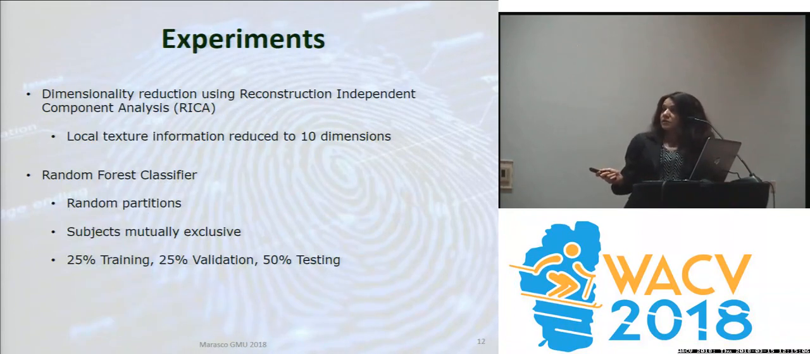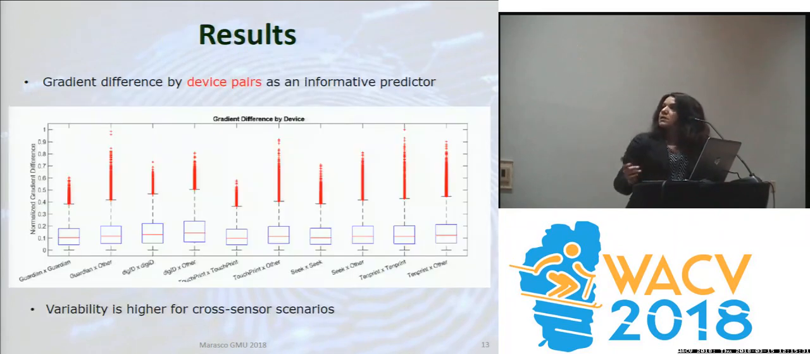This is the data. For the experiments, we applied some dimensionality reduction before training. Then we used a random forest classifier, with random partitions repeated 10 times. We divided the subsets into training, validation, and test so that the subjects are mutually exclusive. Another extension would be a partial training with respect to the device. We haven't done it yet, but we are working on it.